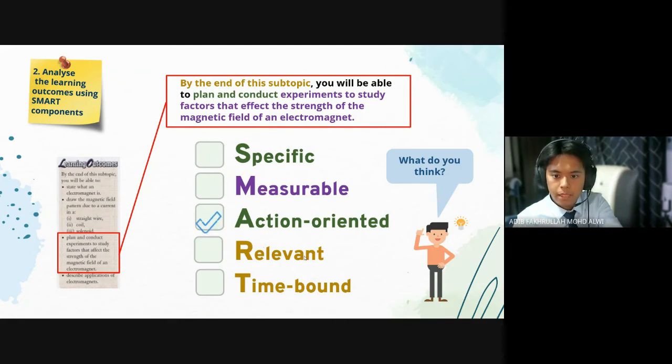So it is action oriented, and so it is specific? No, because it has two action verbs, which are plan and conduct. So it is not specific. So it is measurable? Of course, it is measurable because we can plan or conduct experiments to study factors that affect the strength of the magnetic field.